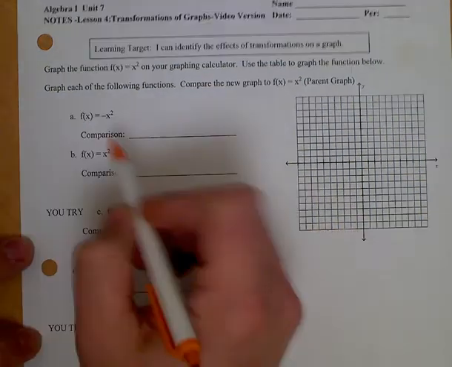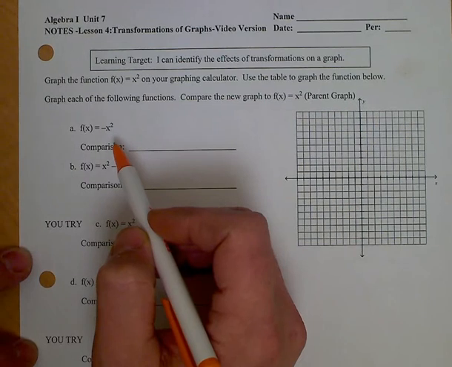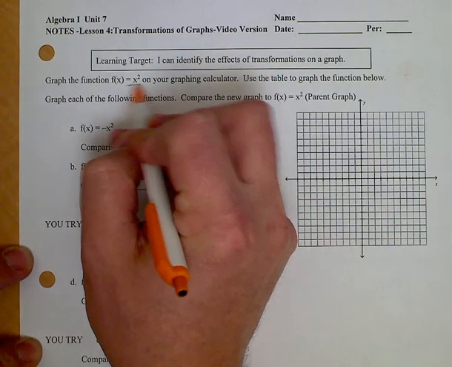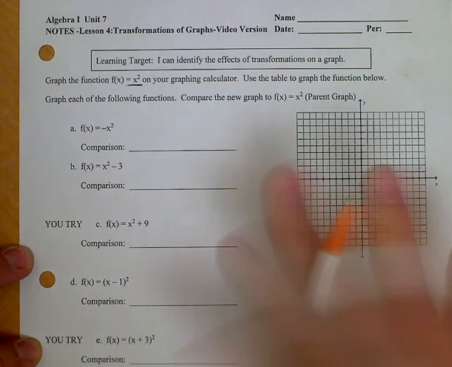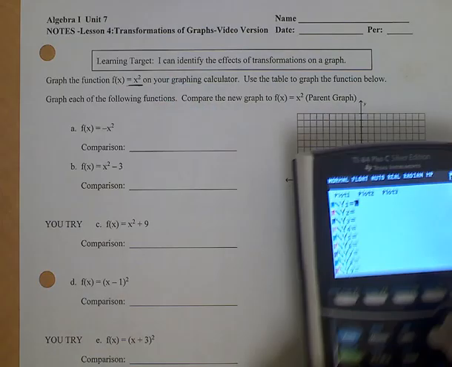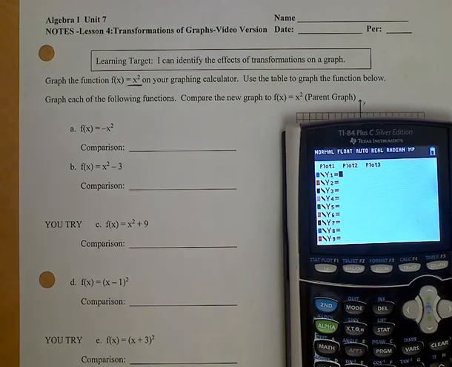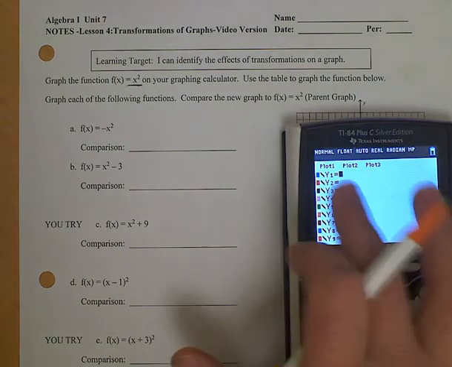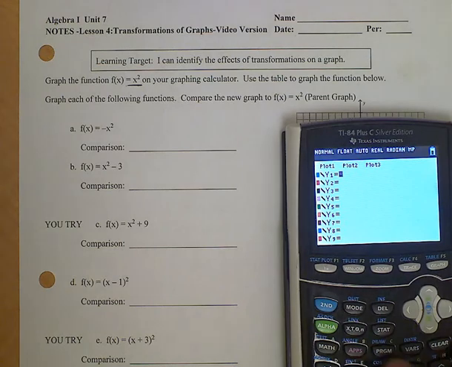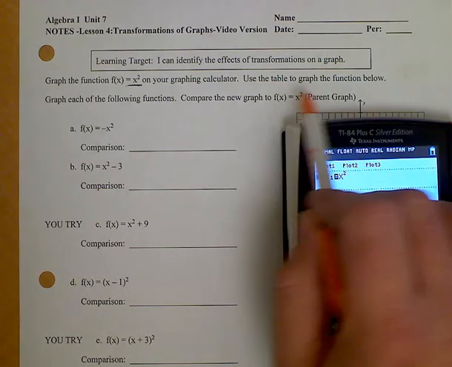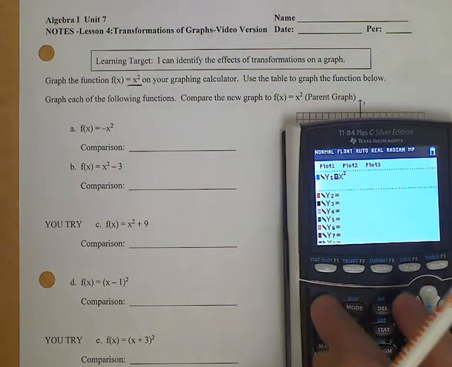Like our parent function for a parabola, which is that U shape or a quadratic, is x squared. So that means it's just plain x squared. So this is telling me that I want to graph it on my calculator. So y equals, and I'm going to type in x squared. Okay, and then it says use the table to graph the function. So then I'm going to go to table.